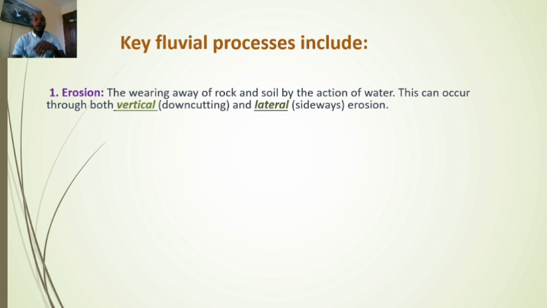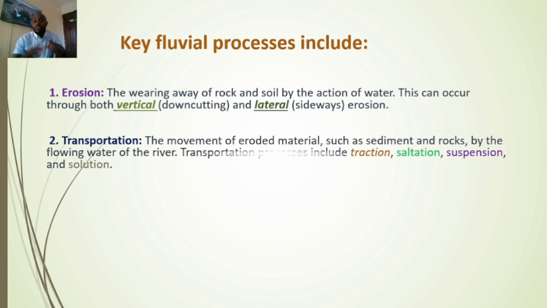Then we're going to talk also about transportation. Remember, after erosion, the rock has been worn away and it's going to be transported, like moved. Transportation is the movement of eroded materials such as sediment and rocks by the flowing water of the river. We have traction, saltation, suspension, and solution. We're going to discuss those one by one in a coming lesson.